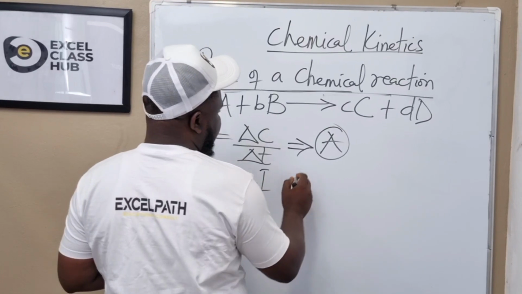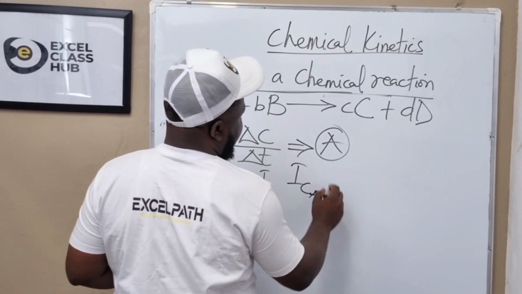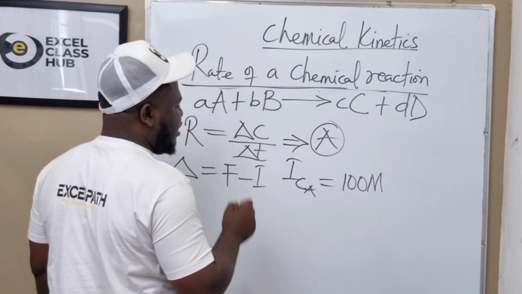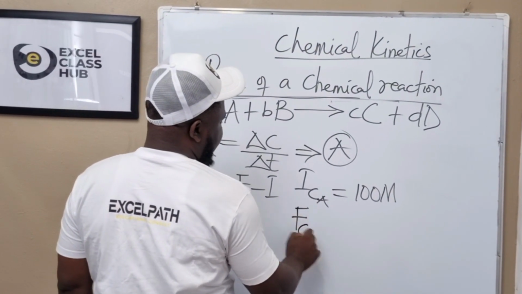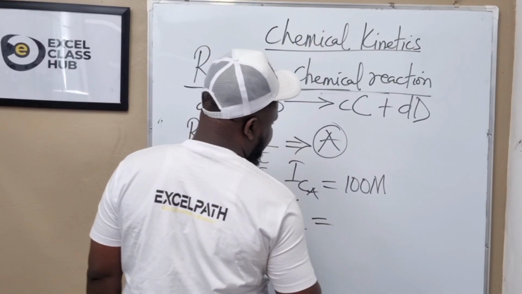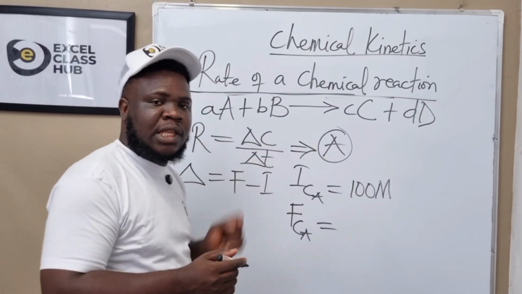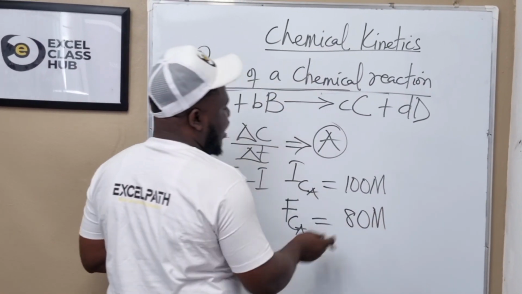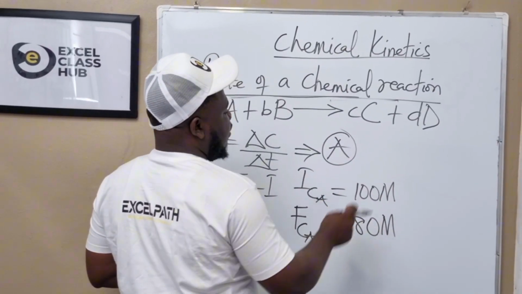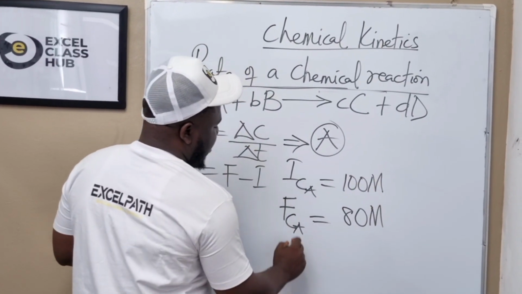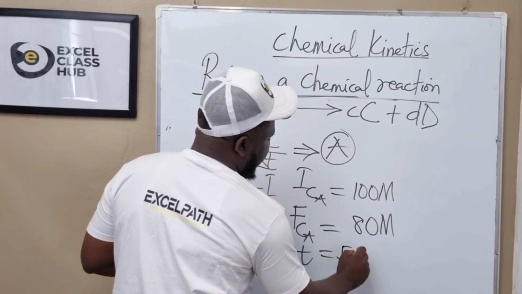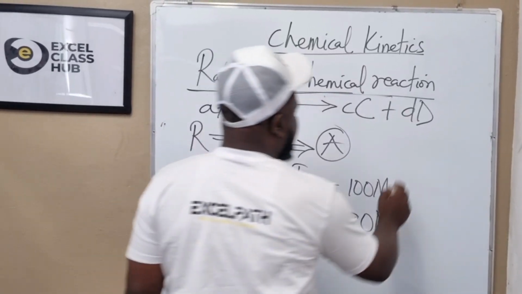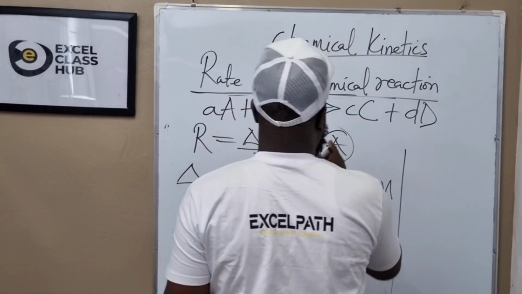So let's say, for instance, the initial concentration of reactant A is 100 molar. Since concentration of reactants decreases with time, the final concentration of A must be lesser than 100 because it decreases with time. So, for instance, let's put it at 80 molar. So let's assume that this concentration changes from 100 to 80 at a time t equal to 5 seconds. So let's attempt to calculate the rate for reactant A.